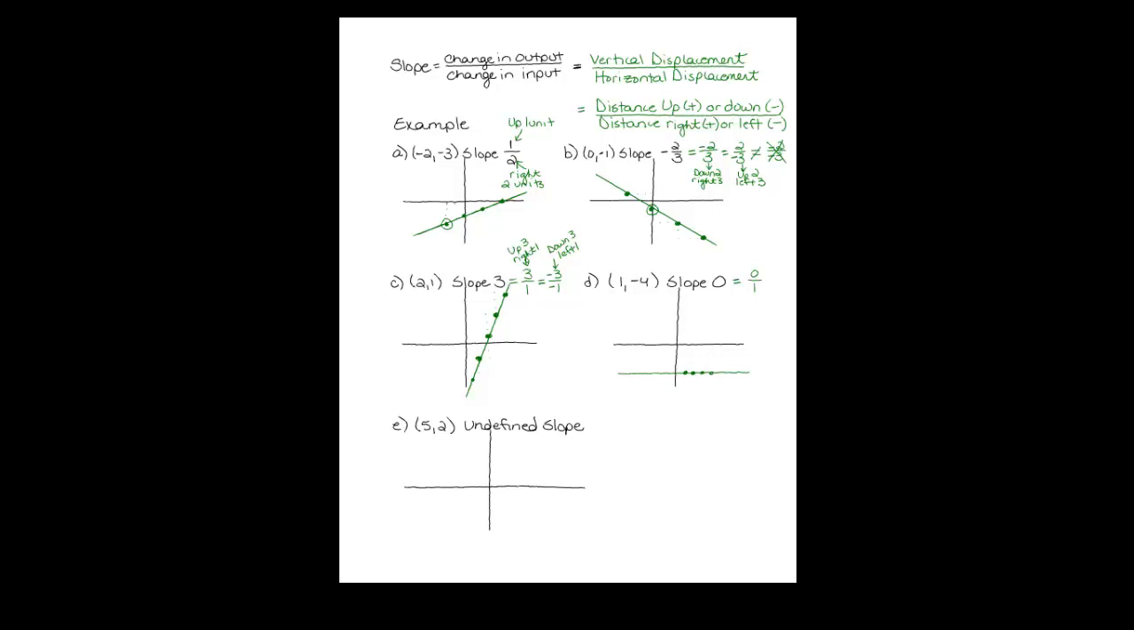Now for part E, you have the point 5, 2, so 1, 2, 3, 4, 5, up 1, 2. And you're told that the slope is undefined. Now here's where you have to remember that if you have an undefined slope, that means that the line is vertical. Only a vertical line will have an undefined slope. So the vertical line is going to be right here, passing through x is equal to 5.